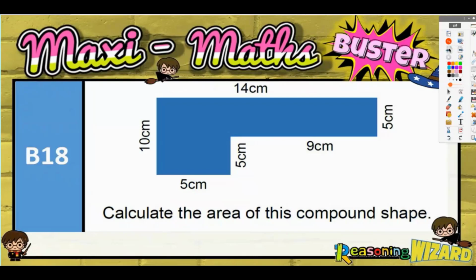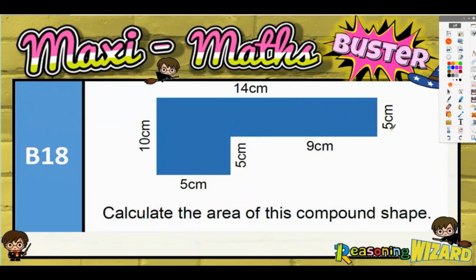Question 18. Calculate the area of this compound shape. Now, I'll tell you what you don't do: you don't just add up all the numbers. If you start with this 10 here and work your way around the outside, adding them up as you go, you're going to end up with a perimeter. You don't do that because it's not what's being asked for. So we'll do that first just to see what that would actually be.